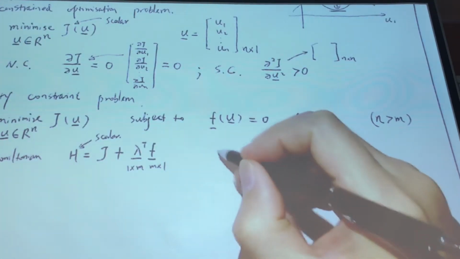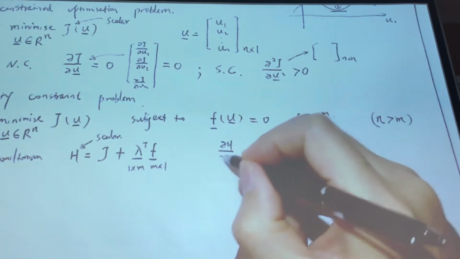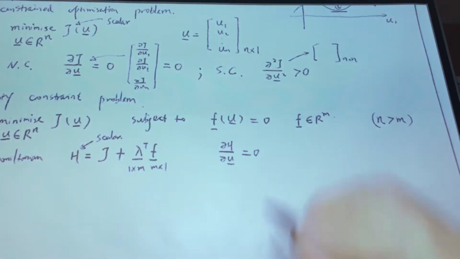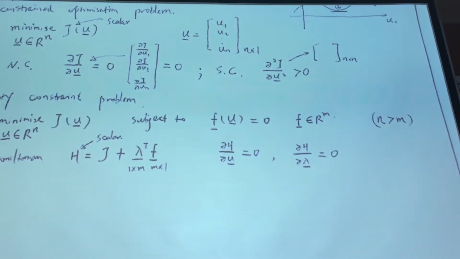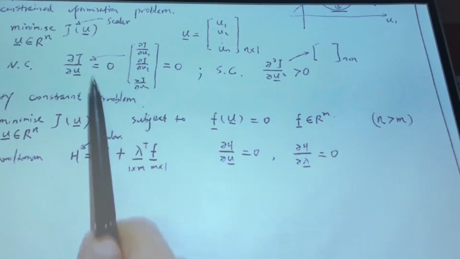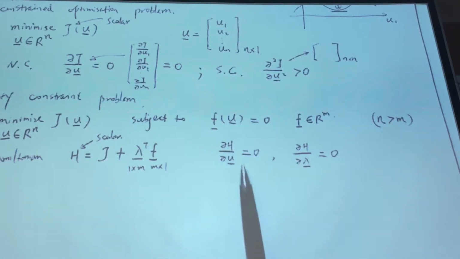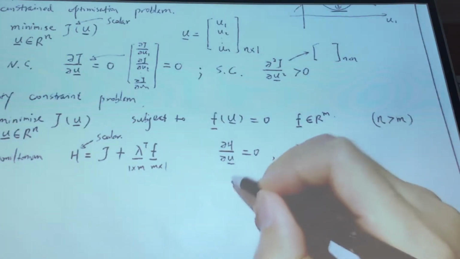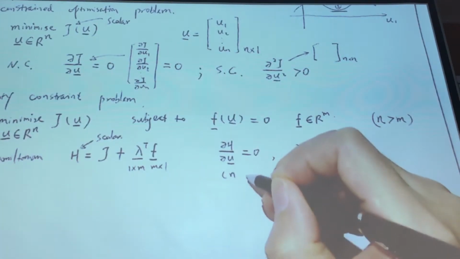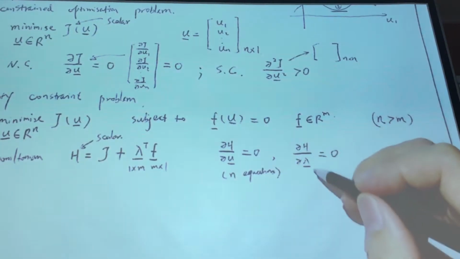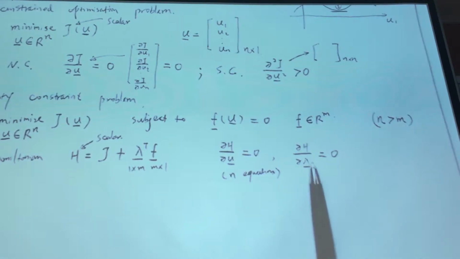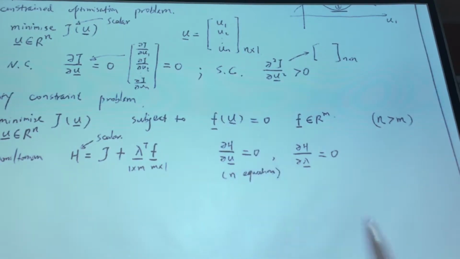Then the necessary condition is given by dH/du equal to 0, and dH/dλ equal to 0. The dH/du is similar to the dJ/du defined here, so this will give us n equations. And the dH/dλ just gives us this f.